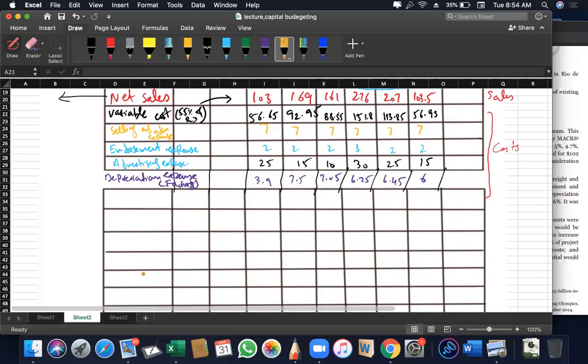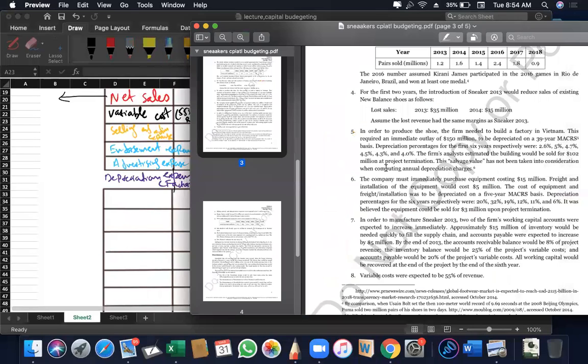Now, in the next point, we have the company must immediately purchase equipment costing 15 million. Freight and installation of the equipment would cost 5 million. The cost of the equipment, freight and installation was to be depreciated on a 5 year MACRS basis. Depreciation percentages for the respective years were 20, 32, 19, 12, 11, and 6%. It was believed that the equipment could be sold for 3 million. Now this 3 million is the market value of the equipment.